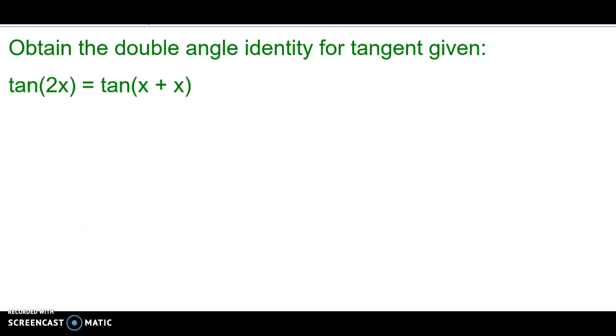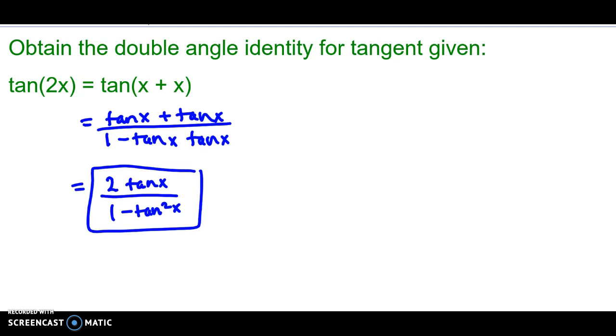Next one, let's have you guys do this one as well. So go ahead and put me on pause. Okay, nothing crazy for this one. So we get tangent of x plus tangent of x all over 1 minus tangent squared of x. So simplify, that's 2 tangent of x over 1 minus tangent squared of x. So that's our double angle identity for tangent.